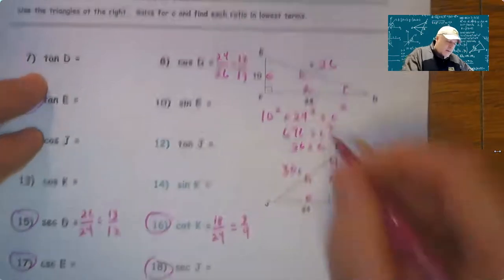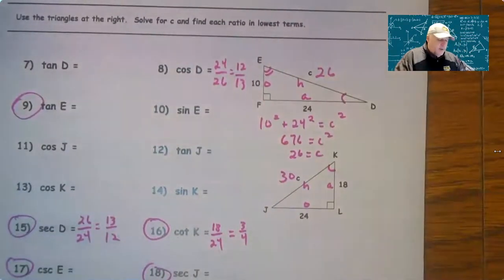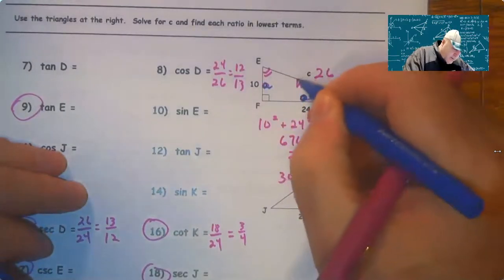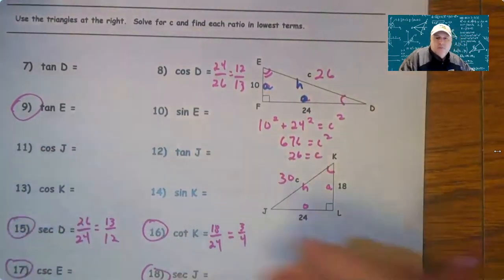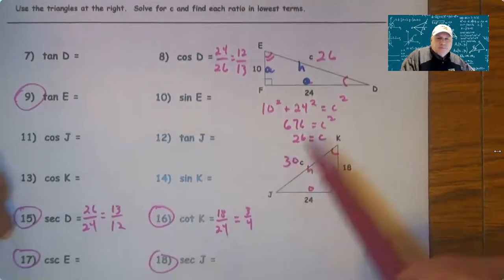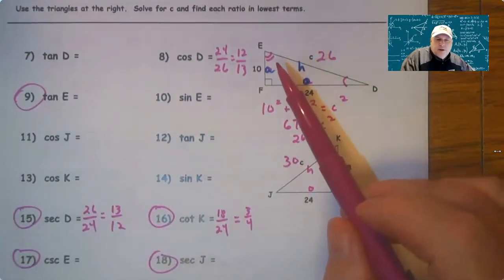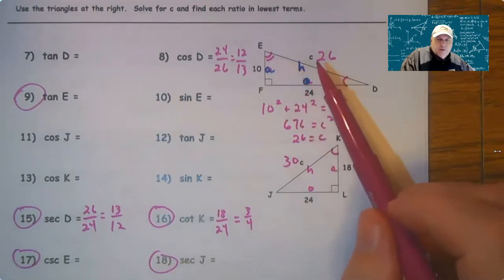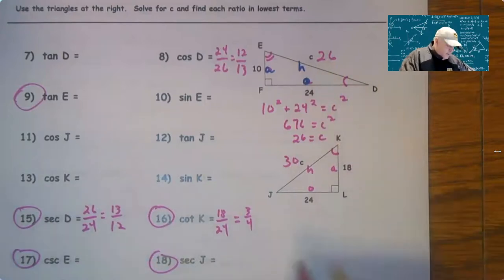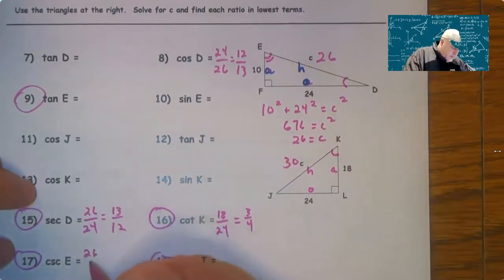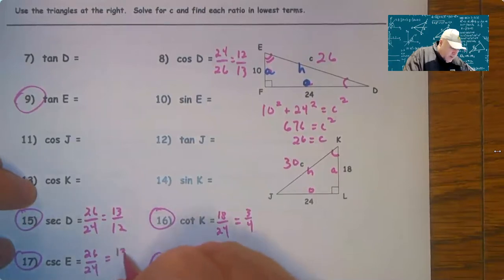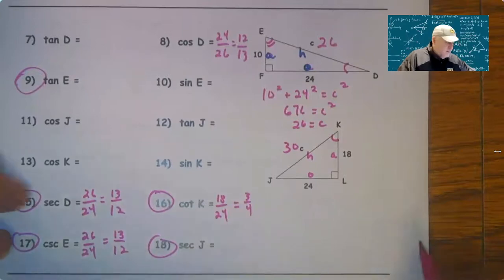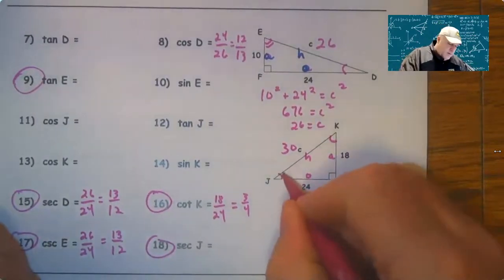Cosecant of E. So now we've got to go up here and label with angle E. So I'm just going to use my purple and go over this. Okay, so it's the flip of sine. So sine is 24 over 26. So we're going to do hypotenuse over opposite, 26 over 24. And some of these will have the same answers. That's okay, because we're literally dealing with the same triangle.